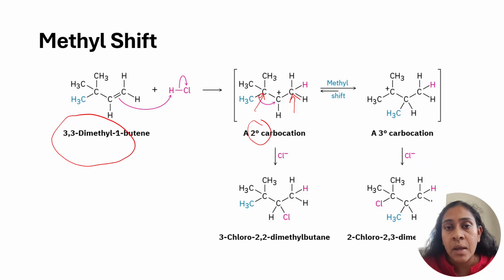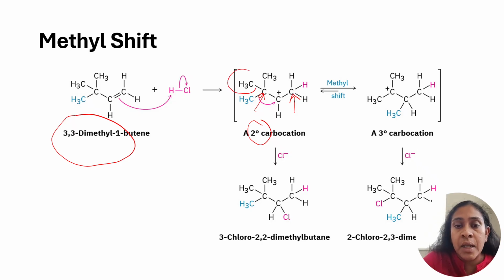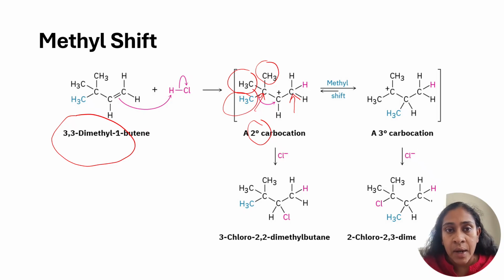In this case, the neighboring carbon does not have a hydrogen available, but instead it has 3 methyl groups. One methyl group can migrate from the adjacent carbon to the carbocation center, carrying the electrons from the carbon-carbon bond with it. When this methyl shift occurs, the positive charge moves to the carbon that lost the methyl group. The important result is that the original secondary carbocation is now converted to a tertiary carbocation. Chloride then comes and attacks to form the product.